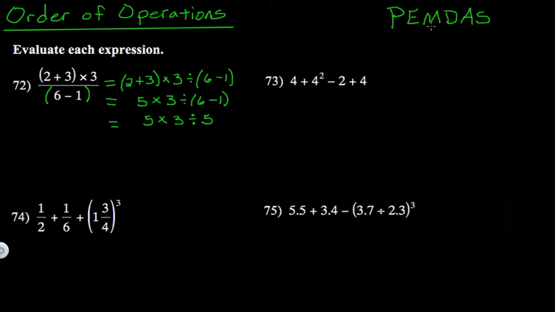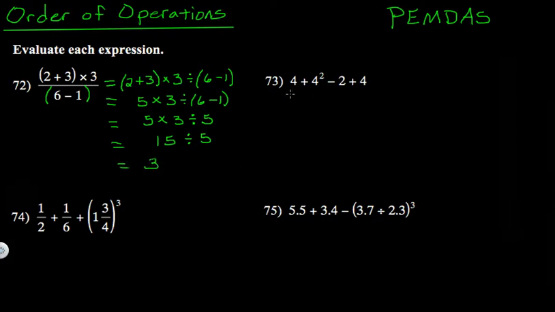So the next thing is multiplication and division from left to right. Remember, the M before the D does not mean you have to do multiplication before division. Same thing with the A before the S. You do not have to do addition before the subtraction. Once you get down to a problem that's only multiplication and division, you just do it from left to right. In this case, you do 5 times 3, which gives you 15. And then 15 divided by 5. I'm just going from left to right. 15 divided by 5 is 3. So that's my final answer.